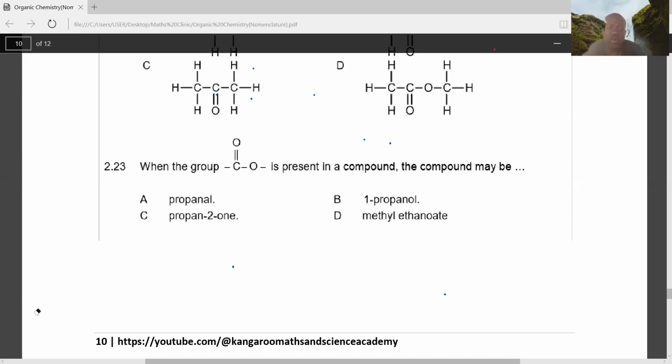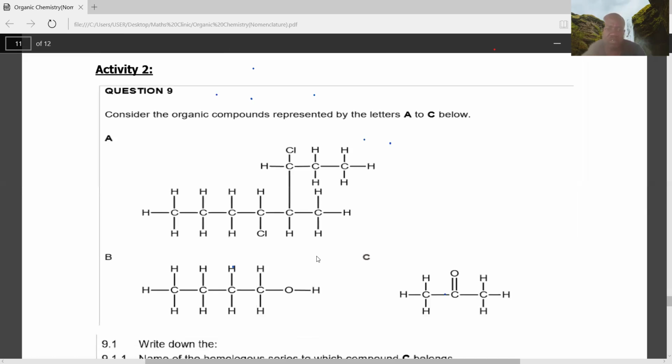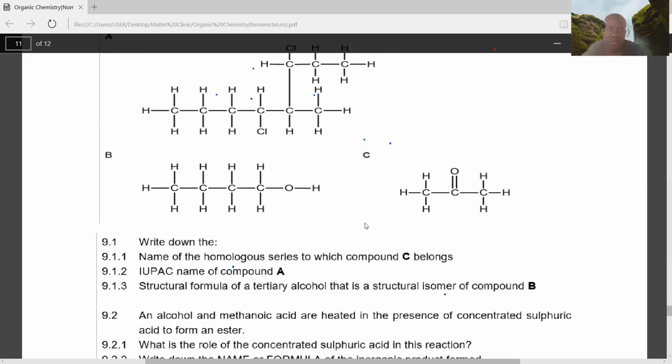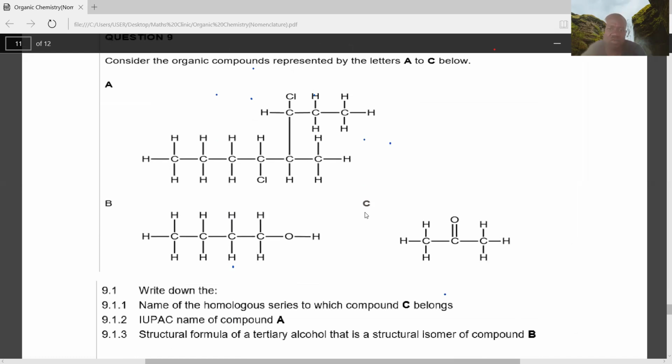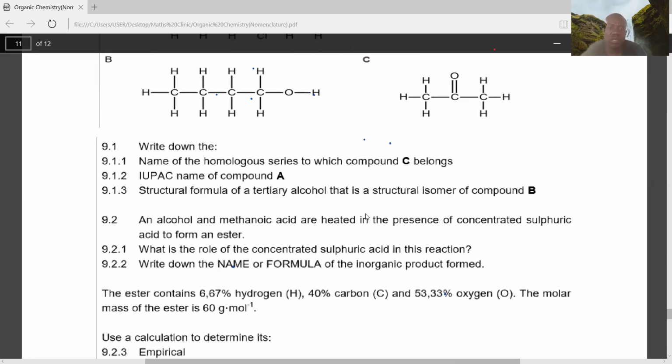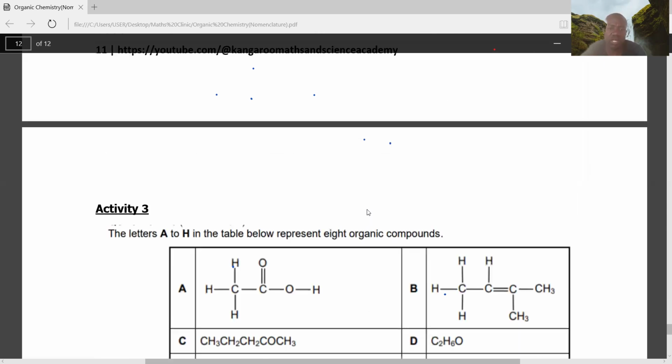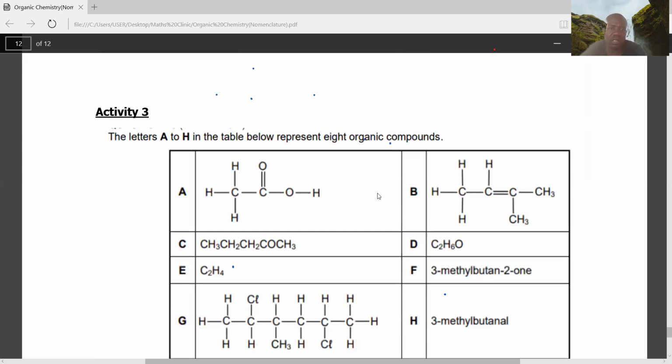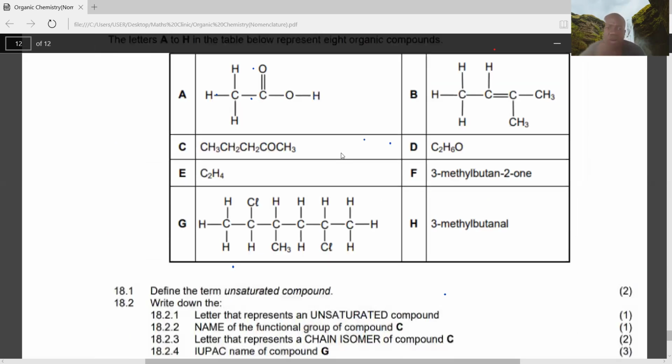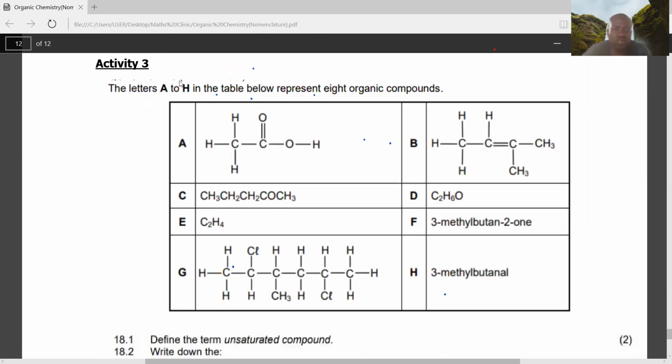Okay, so we also have another activity. I'll just go through activity 2. Then activity 3 will be yours. You can go through that. So this is just straightforward, because it says letters A to H in the table below represent 8 organic compounds. So first of all, you need to identify the homologous series to which they belong. This one?